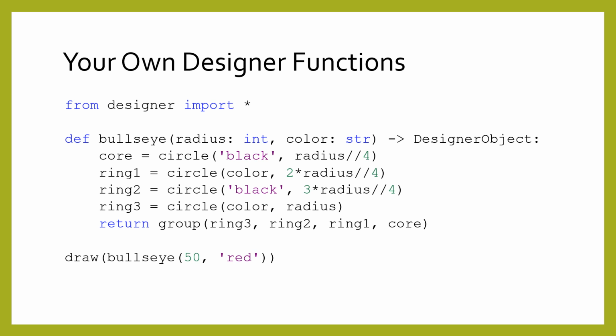Just like with functions from the math module, we can use Designer functions in our own functions. This example demonstrates creating a bullseye image using concentric circles. Notice how we call the Designer group function at the end to flatten the circles into a single image. Afterwards, we could use the positioning, sizing, and other Designer functions to manipulate the bullseye as a single object.